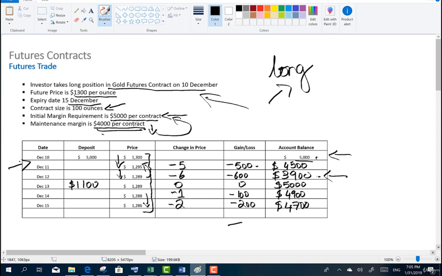The process of tracking your account daily and calculating gain and loss daily by incorporating changes in prices is called mark to market. What's the purpose? The purpose of mark to market is to ensure that the exchange has the reserve to protect clients against default risk.